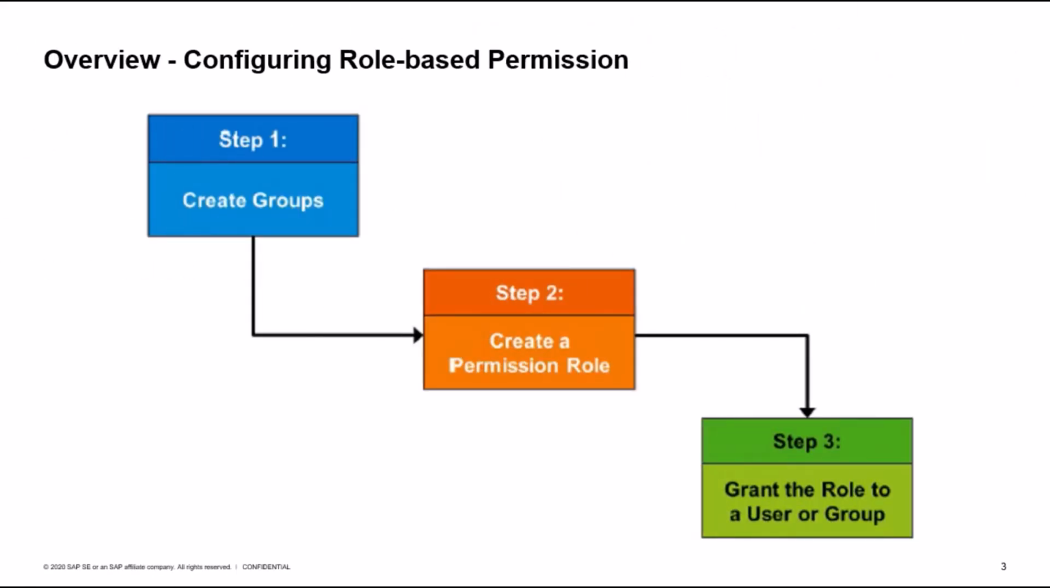When you want to configure role-based permissions, this is a three-step process. Step number one, you create a group of users. Generally, this answers the question who will have the permissions. Or this can also be used to define a group for the target population, answering the question for whom the permissions will be given. Step number two, when you create the role, you select the permissions that should be given.